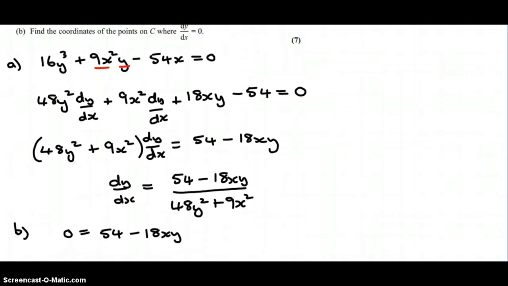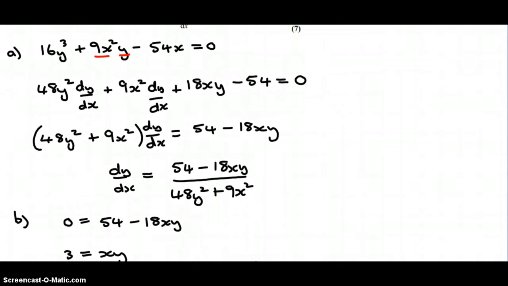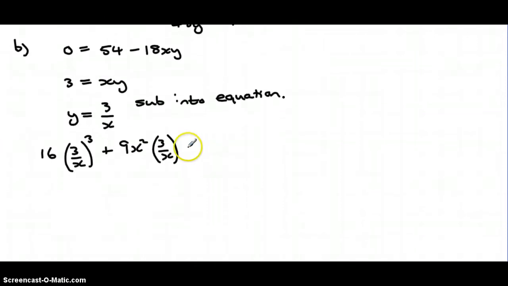The next term is 9x squared times y. So 9x squared, and then replacing the y with 3 over x. The final term is minus 54x. I'm now going to attempt to solve this one and find the values of x, and then find the values of y.